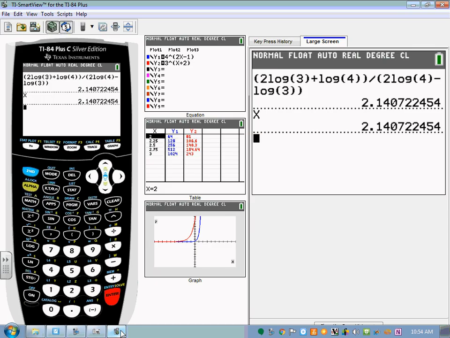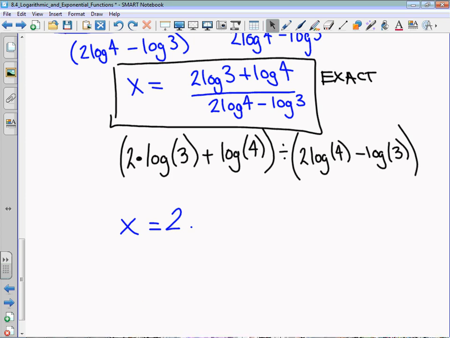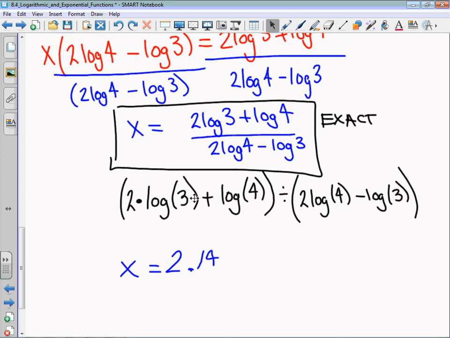All right, that is definitely I would say the hard section of 8.4, solving equations using logarithms. It requires a ton of practice, which students typically don't like. All right, a couple examples left to finish off 8.4.